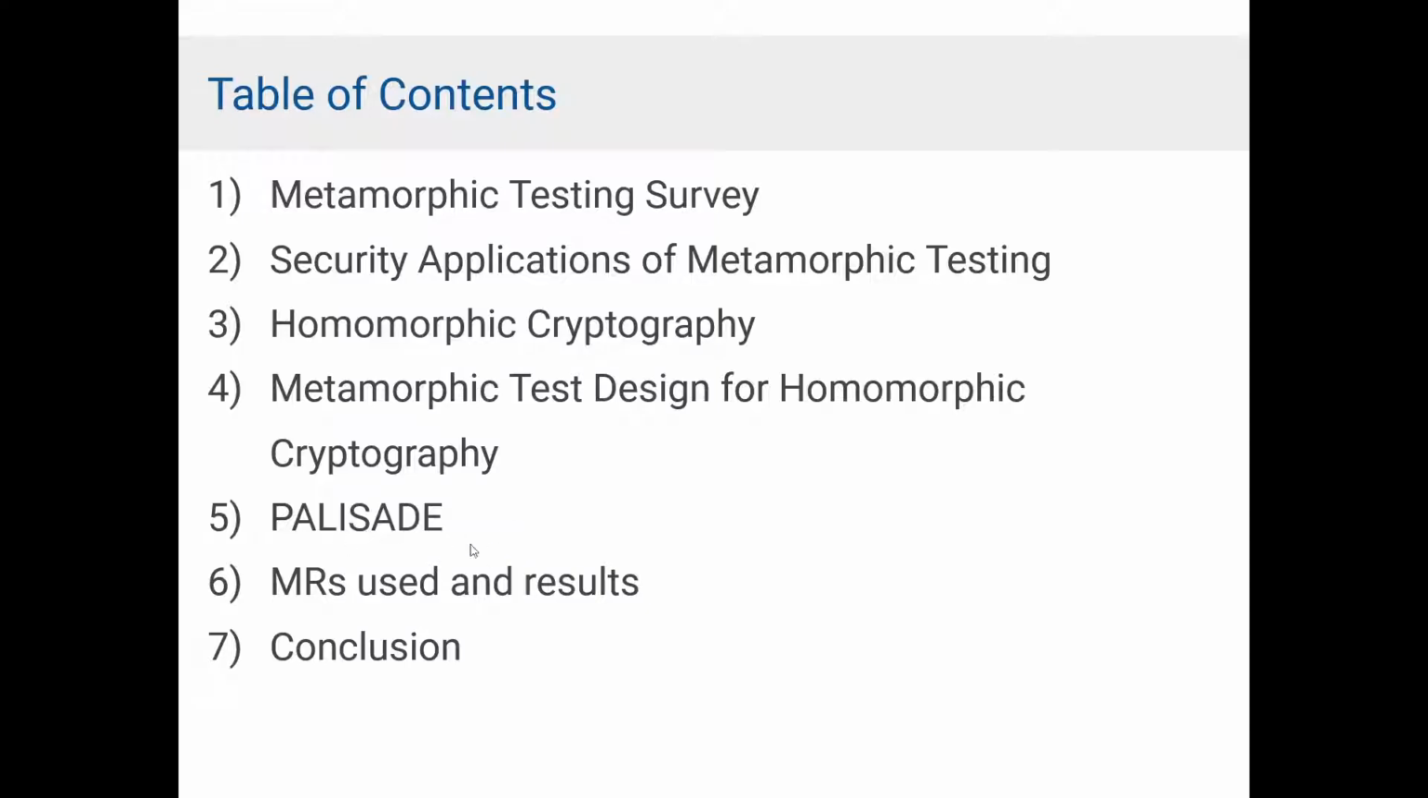Then I will show what Palisade really is, and finally we will come to the metamorphic relations we used, the results we found, and finish with a short conclusion.